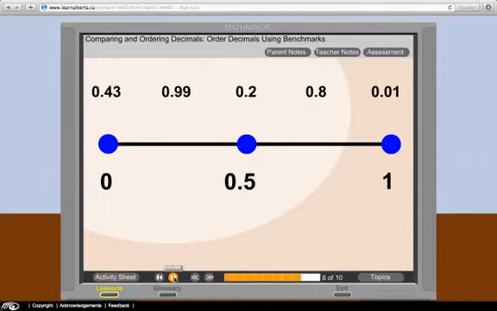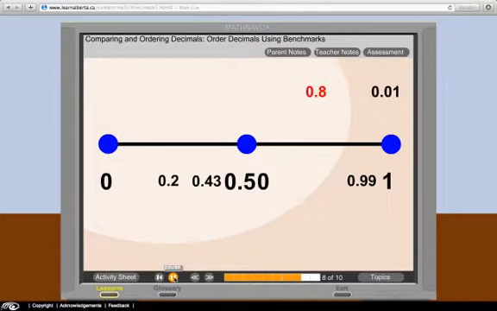We know that 0.43 is slightly less than 0.5, so we can place it on the number line next to the 0.5. Remember, you can add 0 as a placeholder if it helps you to compare the numbers. Now we can place the next number. 0.99 is very close to 1, so it can go right next to the 1 on the number line. Our next number, 0.2, is not quite half of 0.5, so we can place it just about halfway between the 0 and the 0.5.